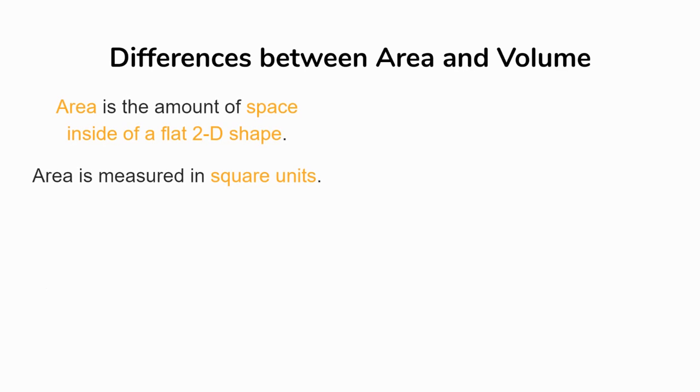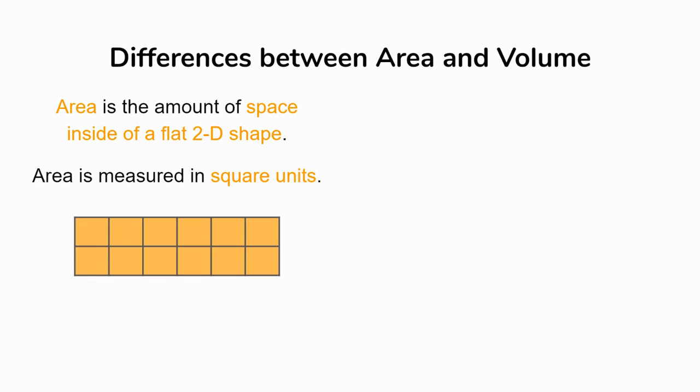Before we really jump into volume, I think it's important that we first talk about area and the differences between area and volume. Area is the amount of space inside of a flat two-dimensional shape, and area is measured in square units. For example, if we look at the dimensions of this rectangle, it's 2 units wide, it's 6 units long.